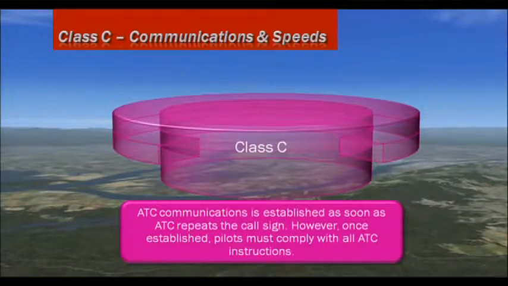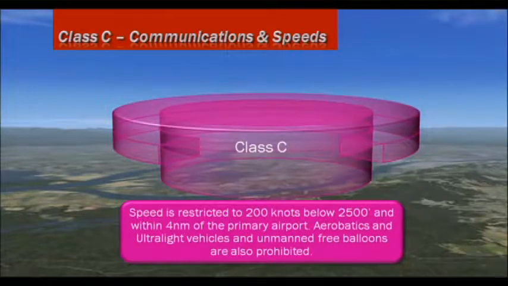Class C airspace has a speed limit. You may not exceed 200 knots indicated airspeed while operating below 2,500 feet and within 4 nautical miles of the primary airport. You may also not perform aerobatics or fly an ultralight aircraft in Class C airspace.